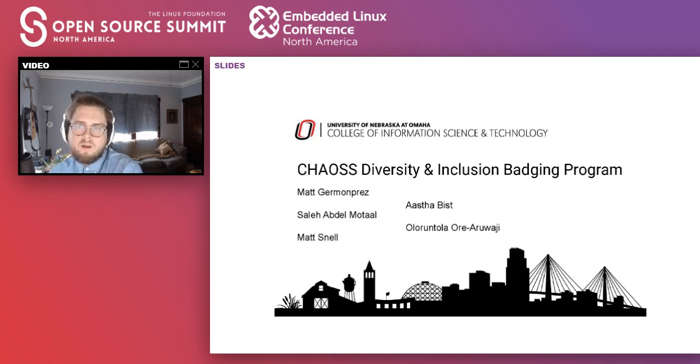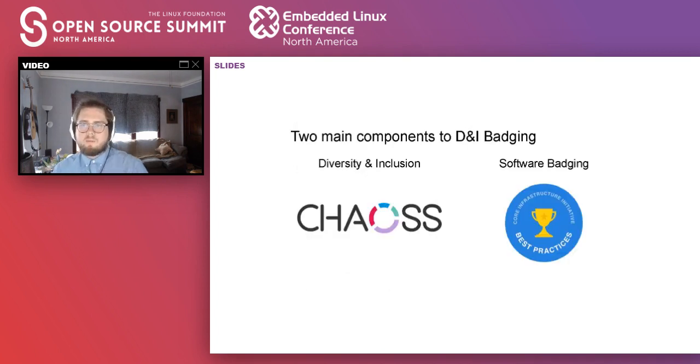So you may be asking, how does the Diversity and Inclusion Badging Program come about? There are two big components to this. The first one is the diversity and inclusion part of it. We have an organization called CHAOS, or Community Health Analytics Open Source Software, that we put together at the University of Nebraska, Omaha, and now it's spread to a lot of other places. That diversity and inclusion aspect is one of the working groups, other working groups being things like risk or evolution.